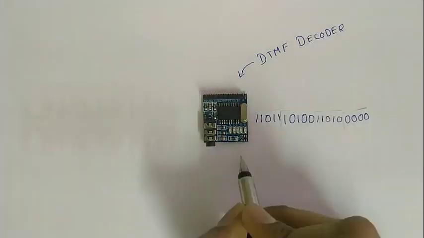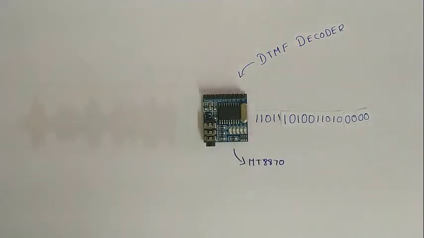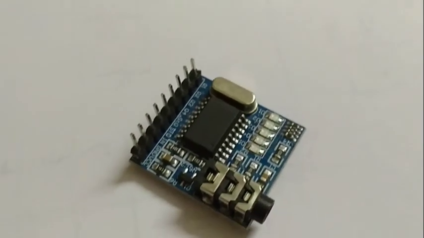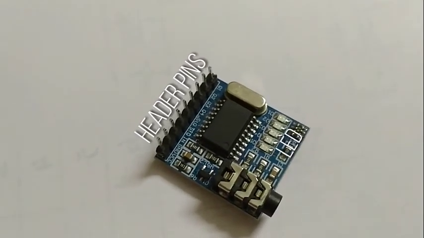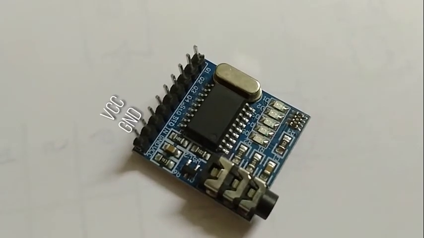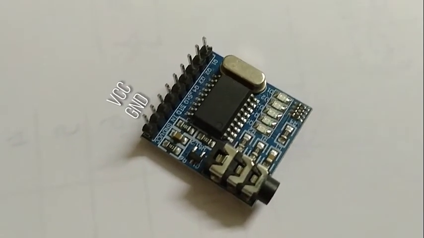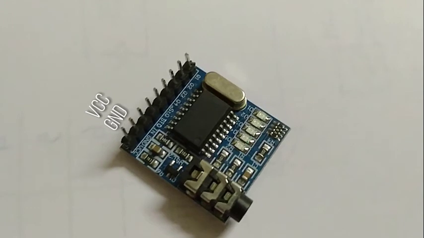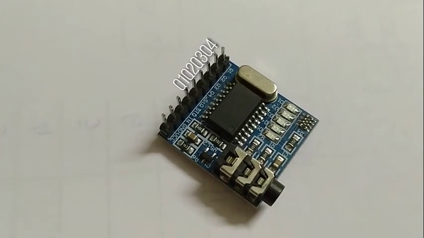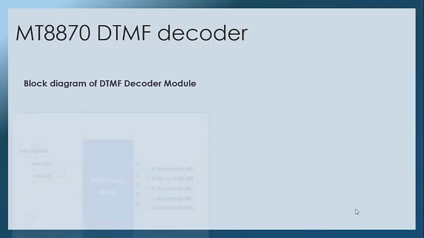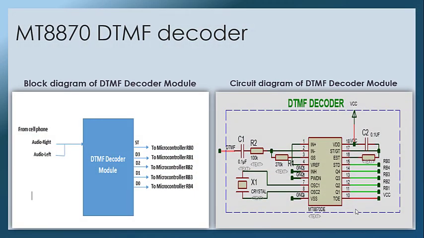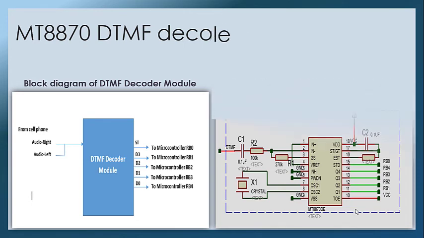There are a lot of DTMF decoders, but we prefer using this MT8870 decoder because this one comes with a female aux cable connector and with the main header pins and also with a few LEDs. This module has VCC and ground pins, which have to be connected to the power source. And it also has 4 output pins named Q1, Q2, Q3 and Q4. Its block and circuit diagram are shown below.